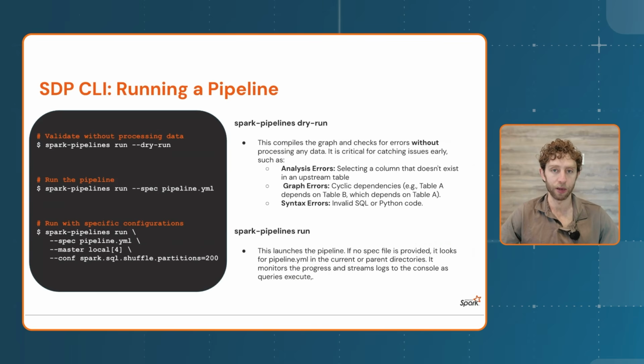Before executing the entire pipeline, you can use the dry run argument. As discussed before, this is where the shift left capabilities come through. This is your validation step, and it's one of the most important commands you'll use to prevent wasted time. When you run Spark Pipelines dry run, it compiles your entire pipeline graph and checks for errors without actually touching any data. This catches problems early, things like analysis errors where you're trying to select a column that doesn't exist, graph errors like circular dependencies between tables, and even basic syntax errors in your SQL or Python. Catching these issues at this stage saves you a ton of time and headaches down the road.